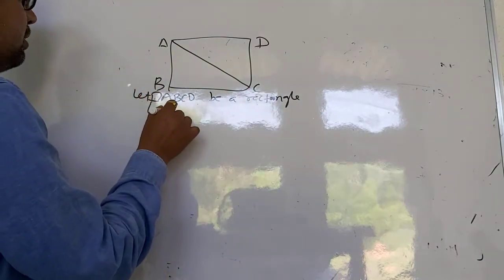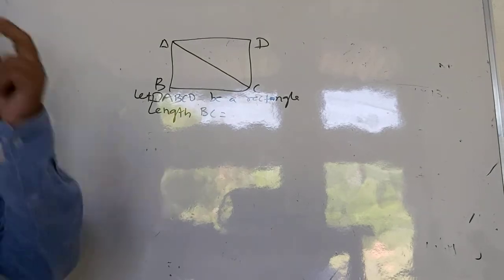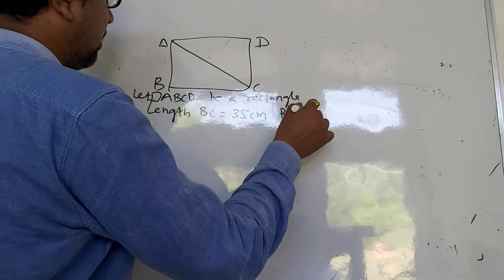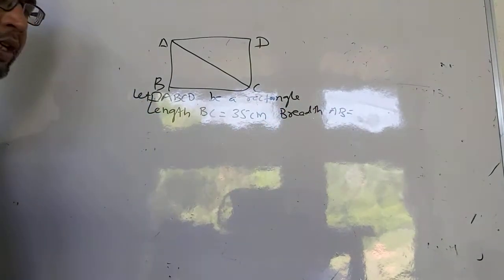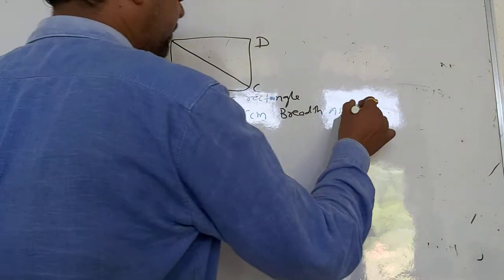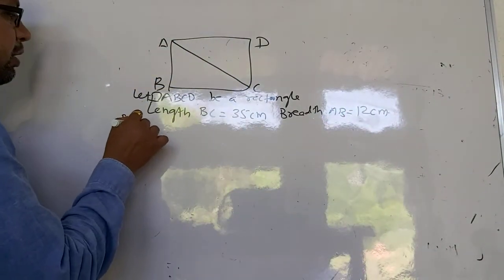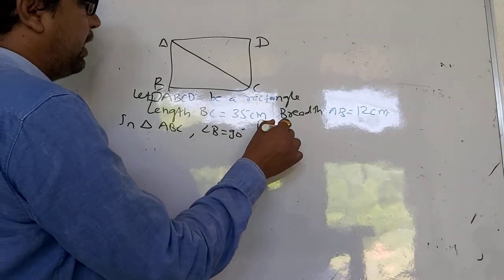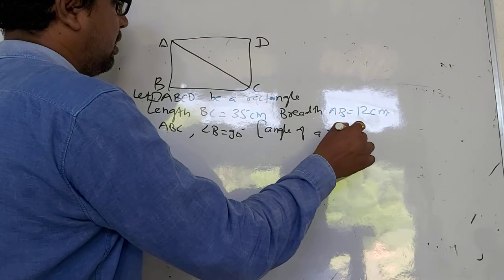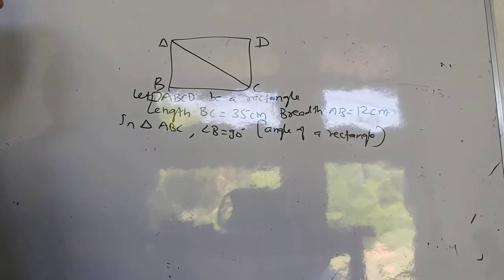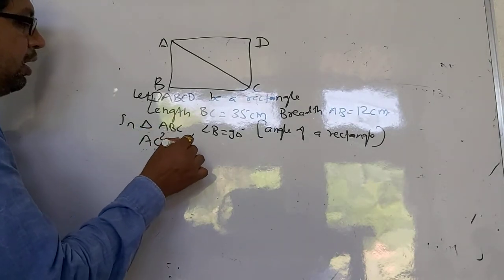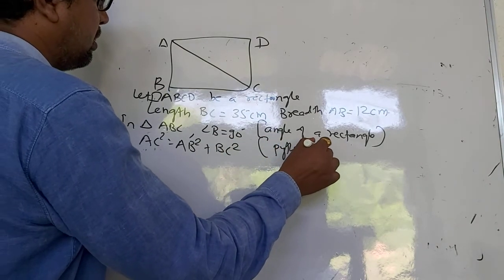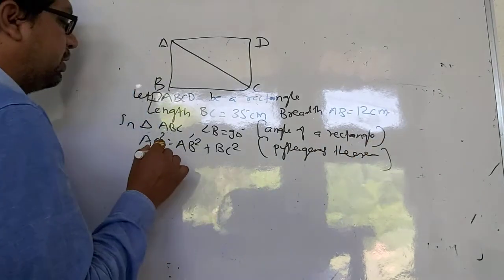Length we will consider BC. How much is it given to you? 35 centimeter. Breadth AB, how much has she given? 12 centimeter. So in triangle ABC, angle B is equal to 90. Reason you can write angle of a rectangle. Afterwards, by using Pythagoras theorem, AC square is equal to AB square plus BC square. Pythagoras theorem. Substitute the values here.